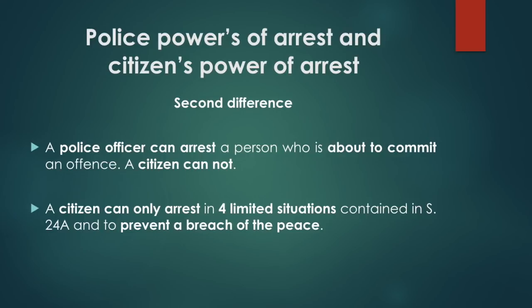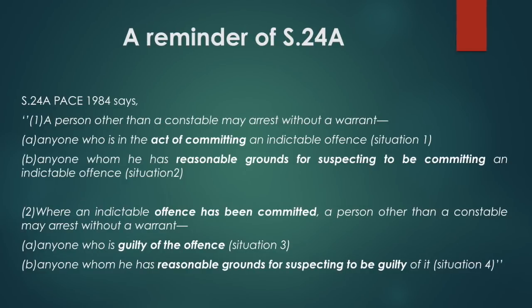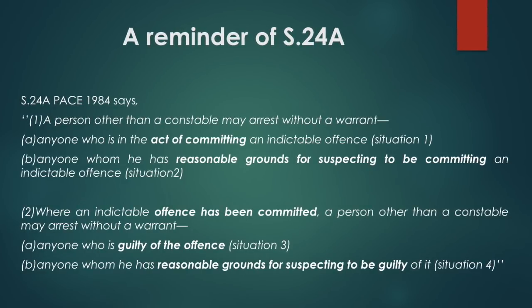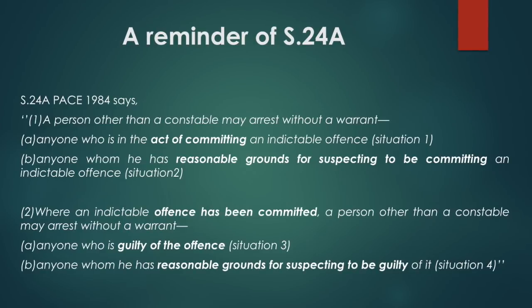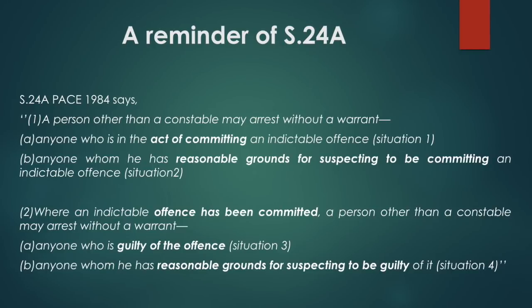The second difference is this: a police officer can arrest a person who is about to commit an offence. A citizen cannot. A citizen, if you recall, can only arrest in those limited 4 situations contained in Section 24A. In short, when you see a person in the act of committing an offence, or has committed an offence, or you have reasonable grounds to suspect that a person is committing an offence or has committed an offence. You will see on the slide a reminder of section 24A.